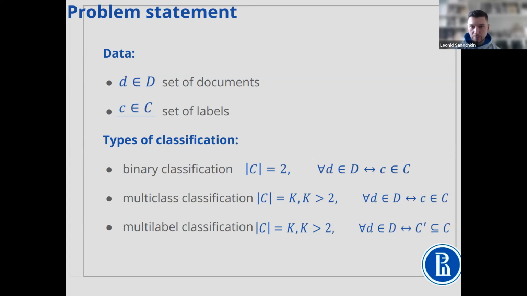And in multi-label classification tasks, it is possible for one document to have a vector of labels, and one document can be coded with more than one label.